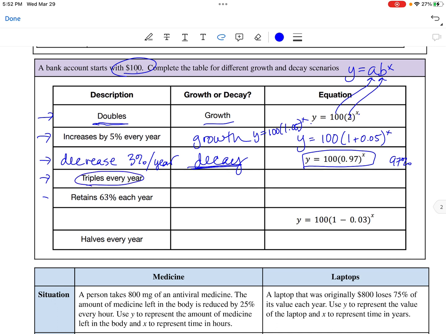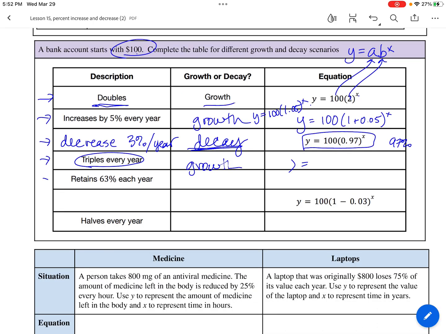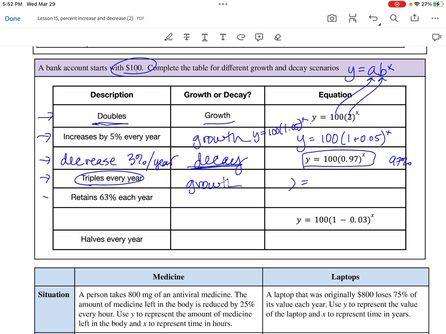What about if it triples every year? That would be growth. And our equation would be y equals, same initial value, 100. Now it's tripling, so the growth factor is 3 this time, to the x.